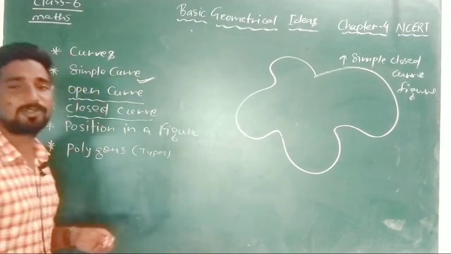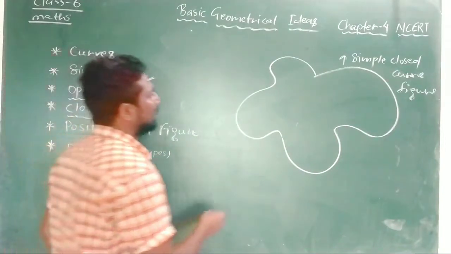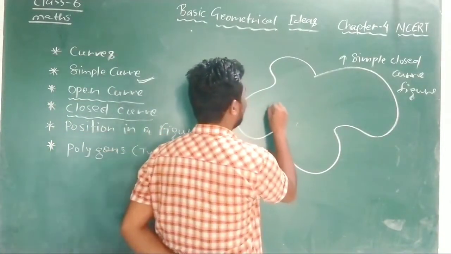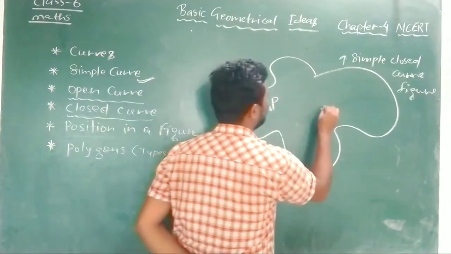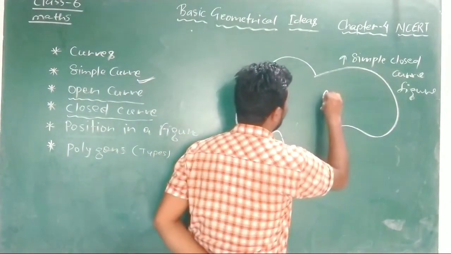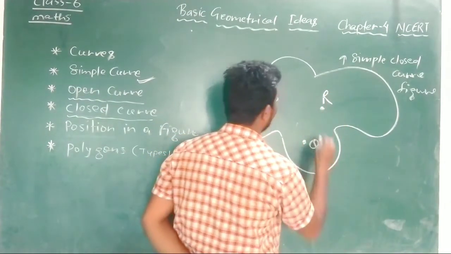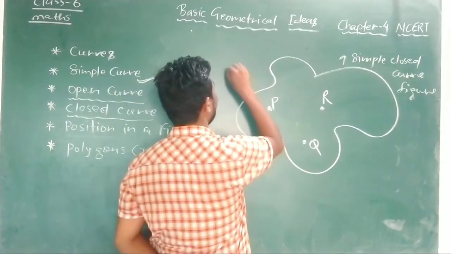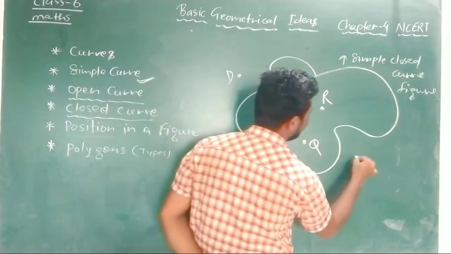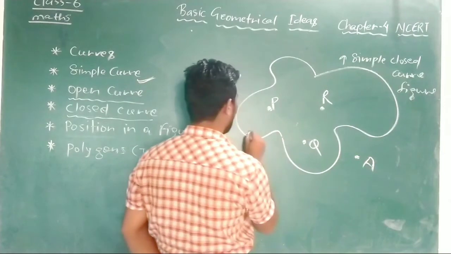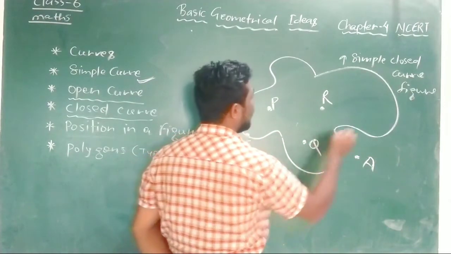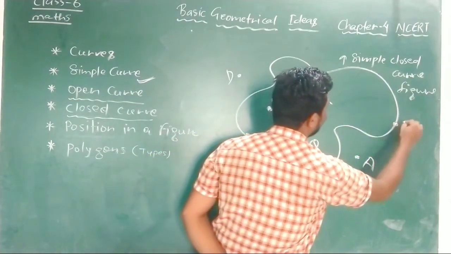Now we are talking about the position. Suppose in this some points are there. Suppose this is point P, this is point R here, this is point Q here, one more point is there here, D, one more point is A, and one more point here is C, and one more point I will write here, that is M.